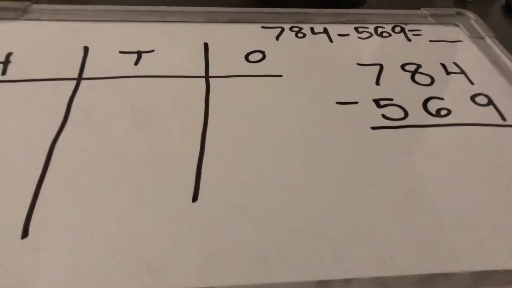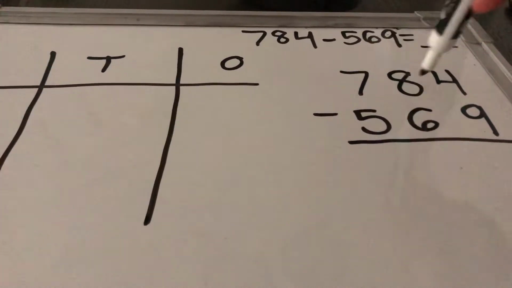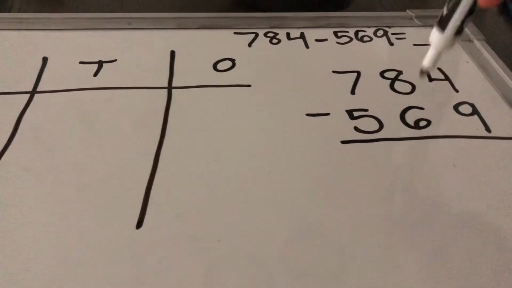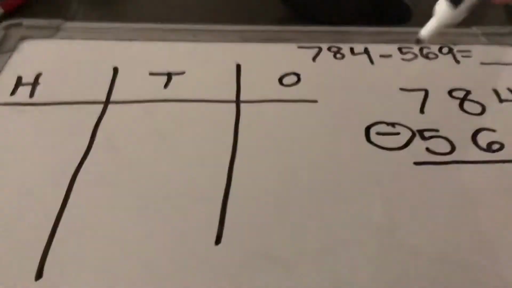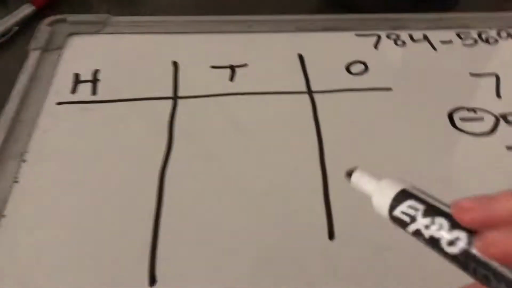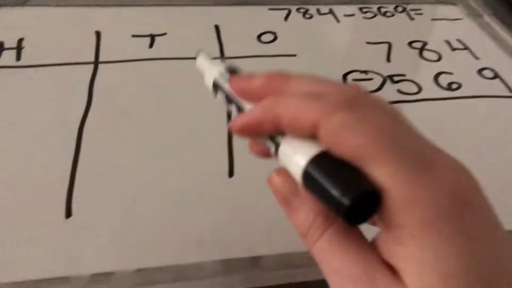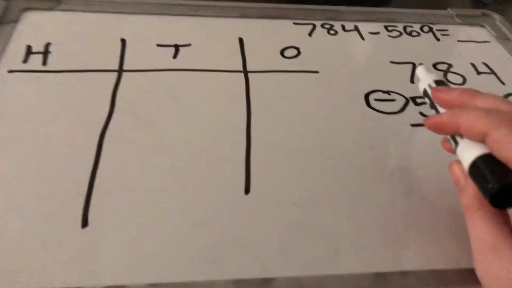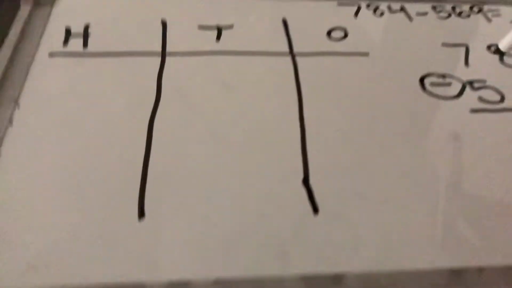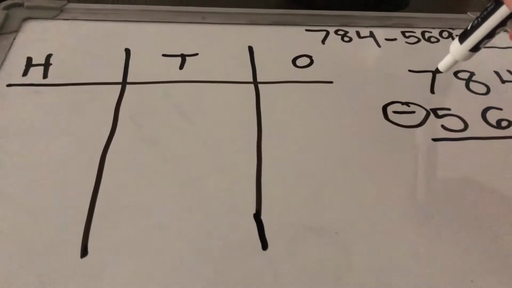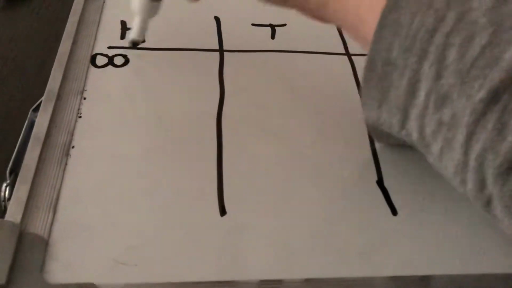by putting our first number. So 784 is our first number in this subtraction problem. And when we subtract and we use a place value chart, we need to put the largest number in our place value chart. So how many hundreds are in 784? Good, we have 7.